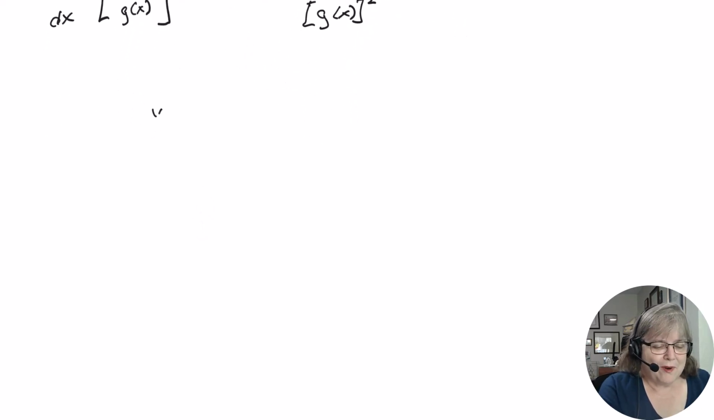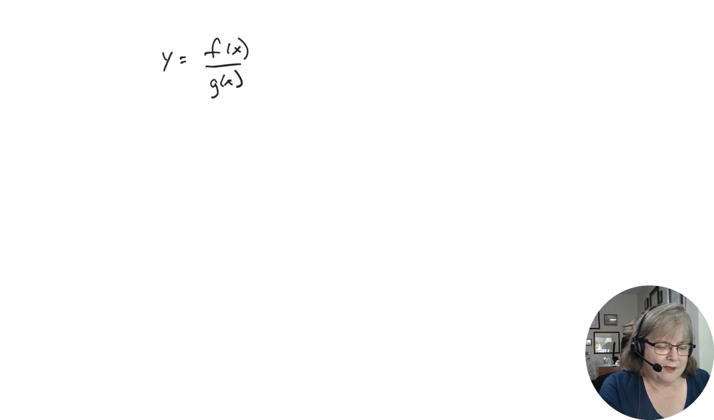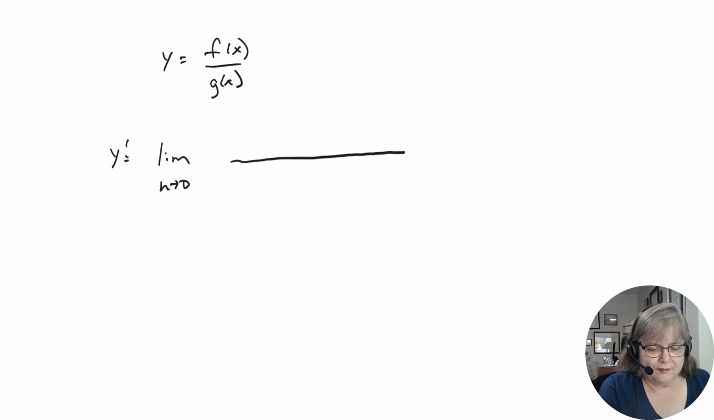So we have y is equal to f of x over g of x. And I'm going to try to take its derivative. So it's the limit as h goes to 0. And this is always your original function. And this is your original function with x replaced by x plus h.